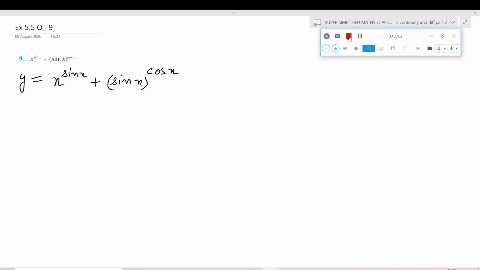Question number 9, exercise 5.5. The function is x raised to the power sin x plus sin x raised to the power cos x. And we have to differentiate this function with respect to x.